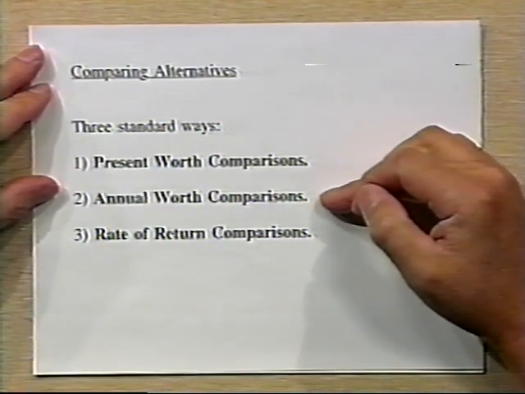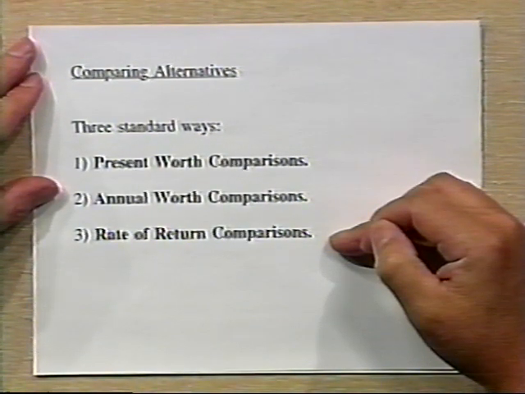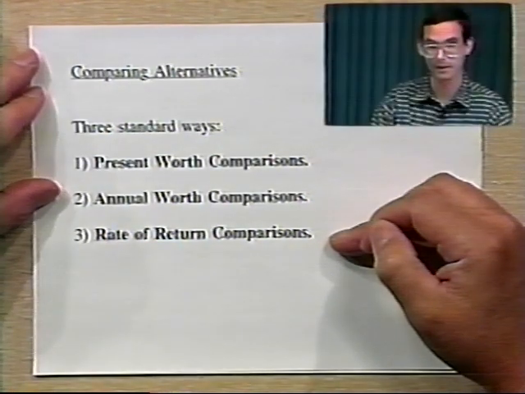Today I'd like to talk about internal rate of return and incremental investments. You recall in previous lectures we talked about different ways of assessing alternatives. We've looked at present worth comparisons, annual worth comparisons, and we've also looked at rate of return comparisons using the internal rate of return and comparing it against the minimum acceptable rate of return, the MAR.